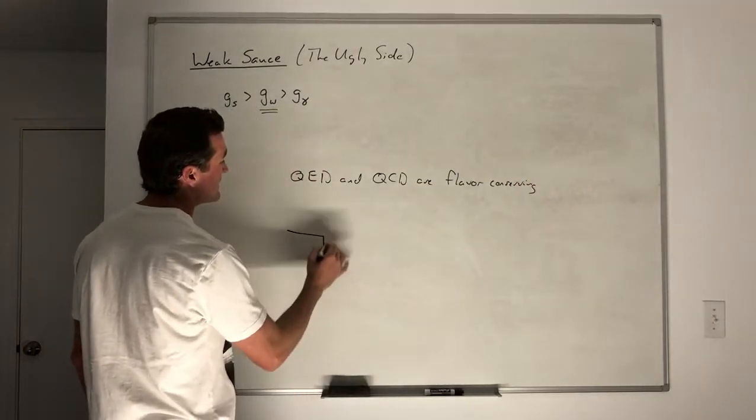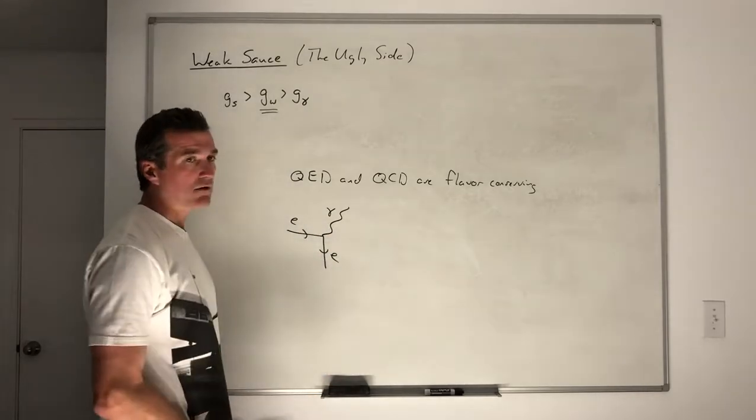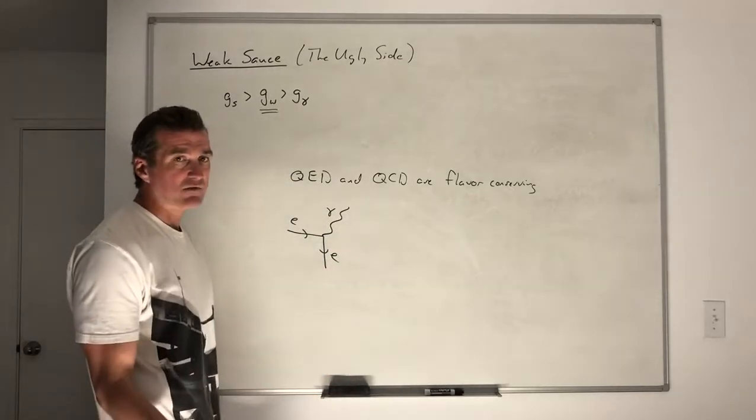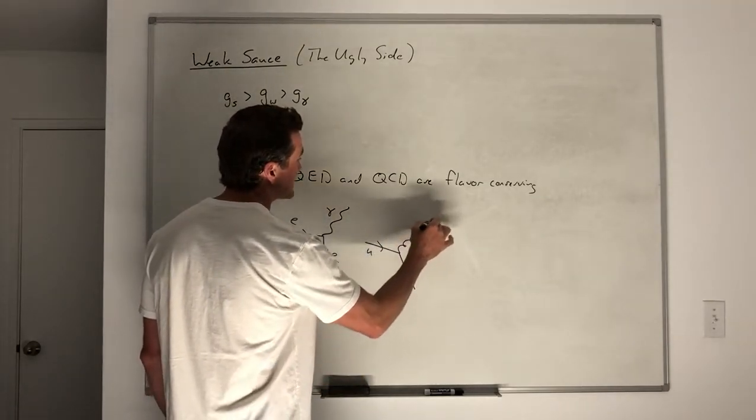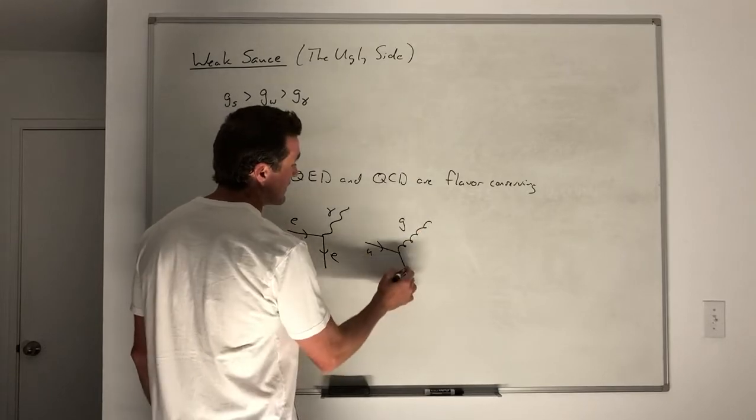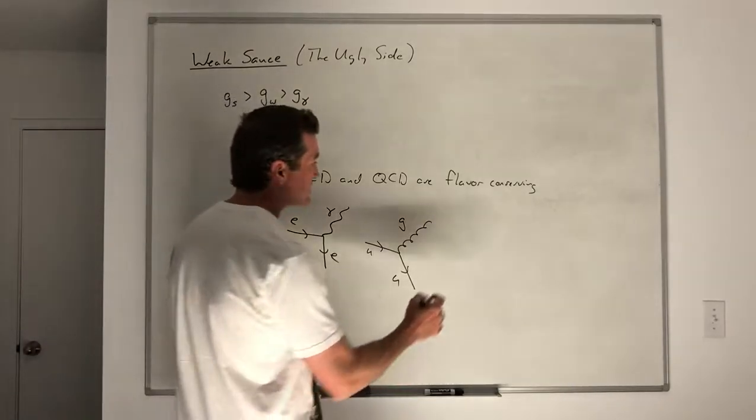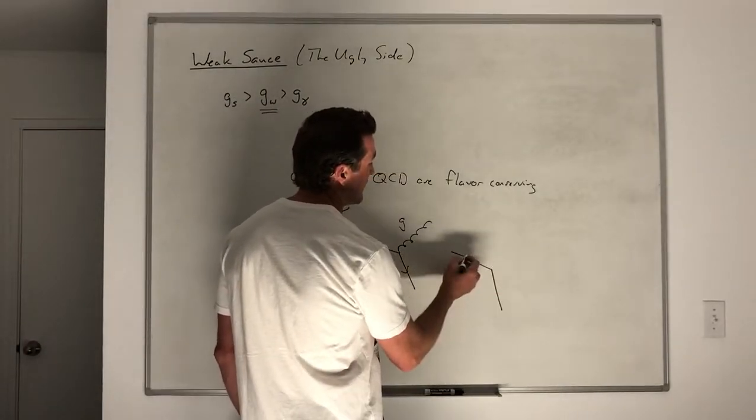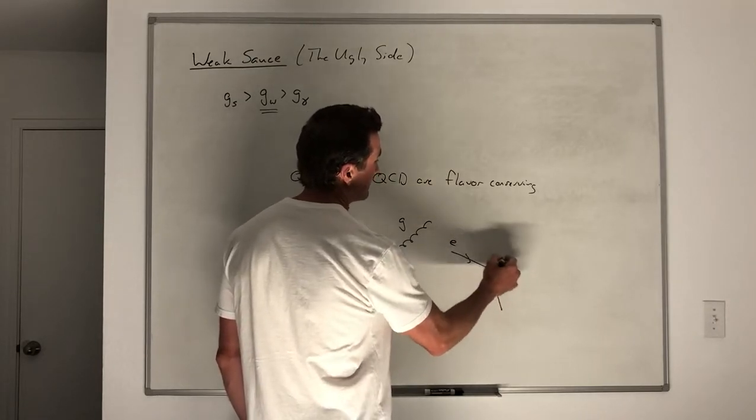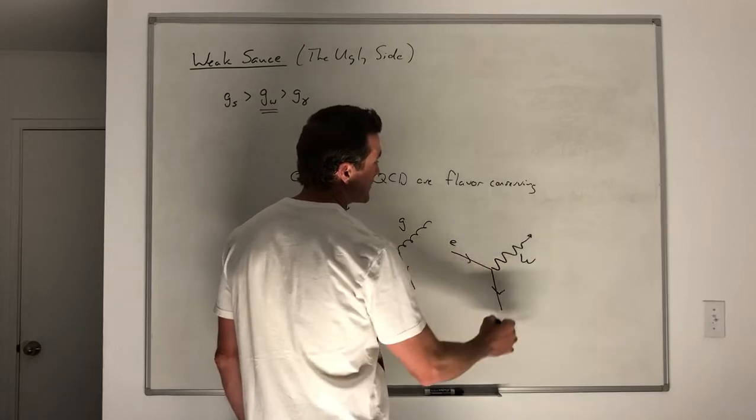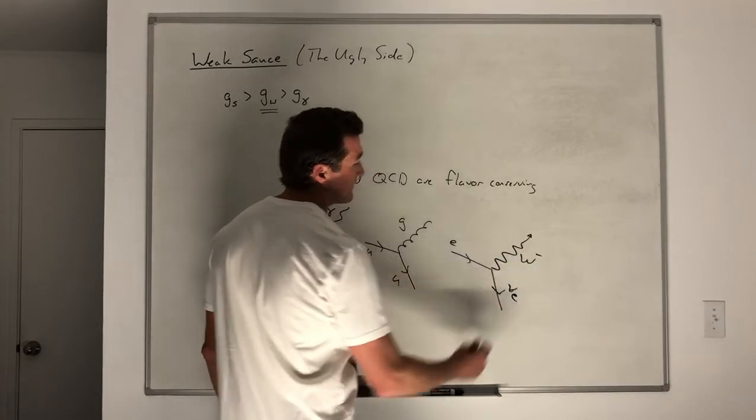If you have a QED diagram and you have an electron come in, you have an electron go out. The electron doesn't change into anything else. If you have a QCD diagram and you have an up quark come in and it emits a gluon, then you have an up quark go out. It doesn't change into anything else. The weak interactions have this wonderful property, though, that you can have an electron come in, and through the emission of a W, maybe it's a W minus, you can have an electron neutrino leave.